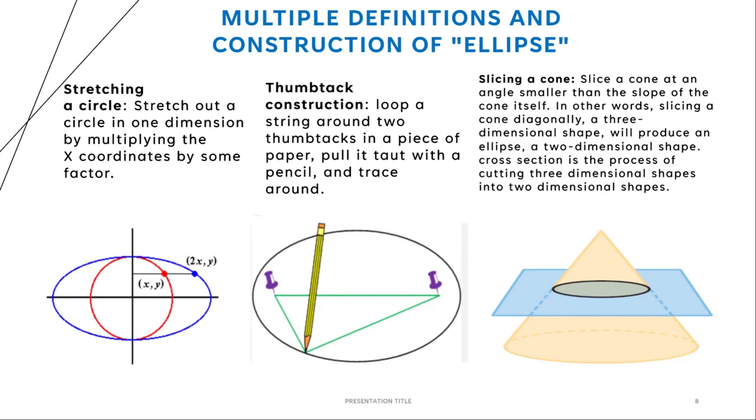Or you can slice a cone. Slicing a cone at an angle smaller than the slope of the cone itself, in other words, slicing a cone diagonally. You know, a cone is a 3-dimensional shape. It will produce an ellipse, which is a 2-dimensional shape. This is what we call cross-section. Cross-section is the process of cutting 3-dimensional shapes into 2-dimensional shapes.